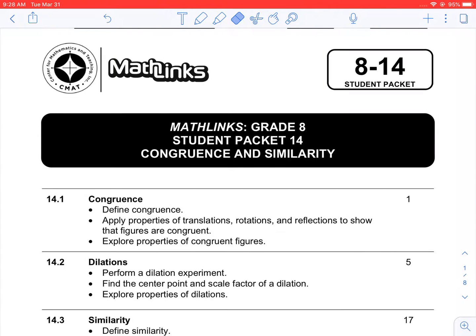Okay, so today we're going to start working with your workbook 14. We're going to be working specifically with pages 1, 2, 3, and 4, and that is all for lesson 1. And then we're going to jump to page 22 and page 23 to do some practice.